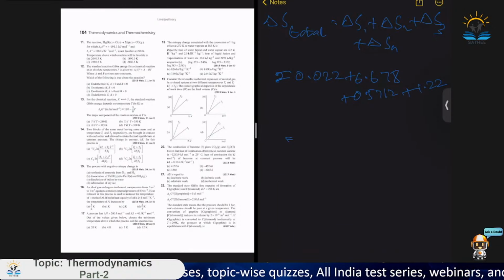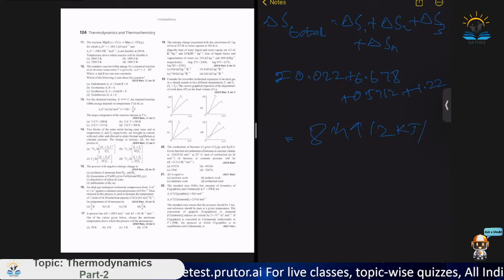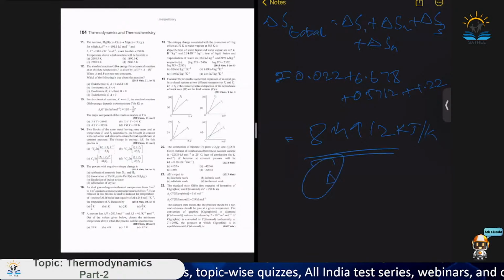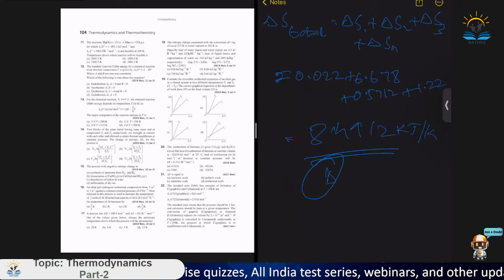Answer is 0.022 plus 6.678 plus 0.5712 plus 1.22, approximately 8.4912 kilojoule per Kelvin. Per kg is given, 1 kg is given, so it is per kg. So option B. Thank you for watching.